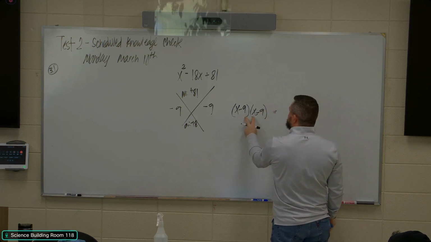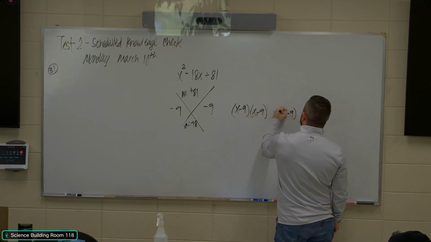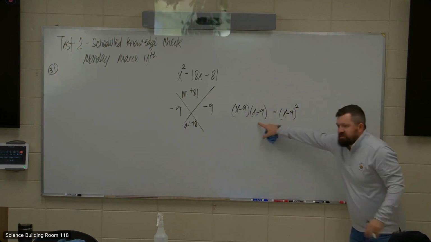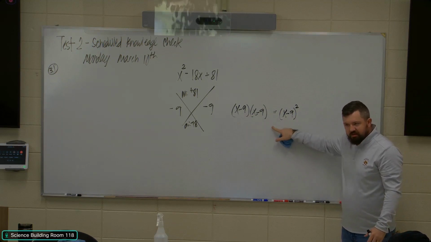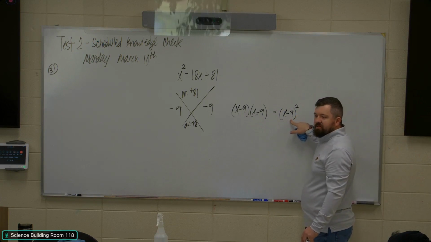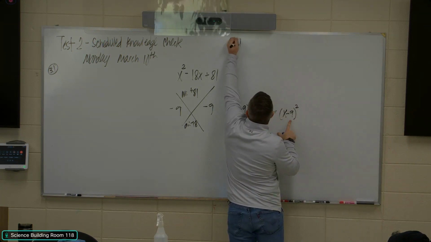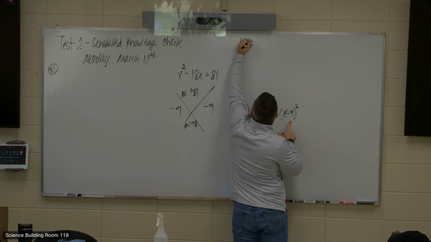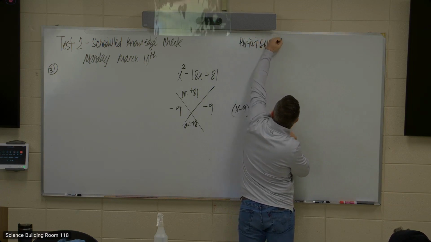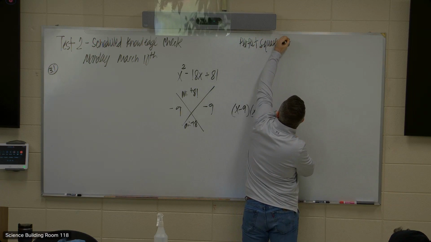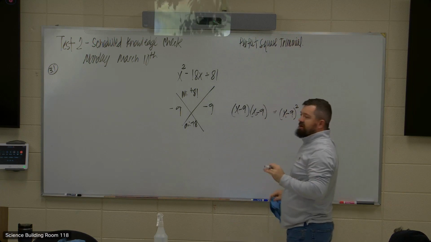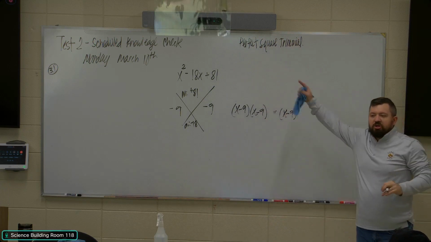Another way that you can describe this is x minus 9 squared. But this is the answer as well. These are both right. Okay? Whenever this happens, it's called a perfect square trinomial. Okay? Perfect square trinomials have an alternative method.